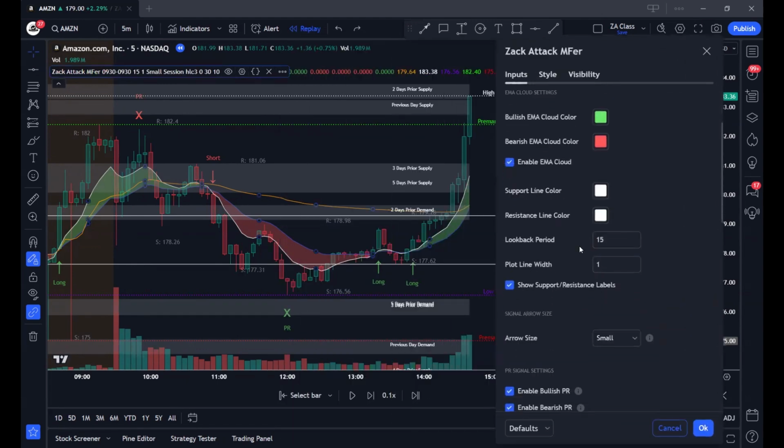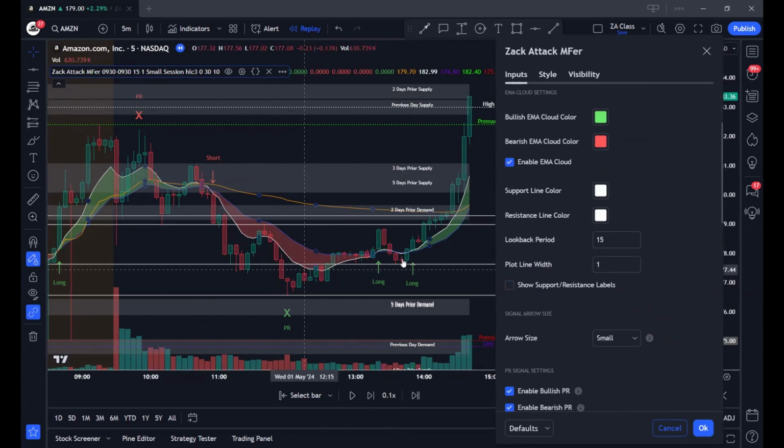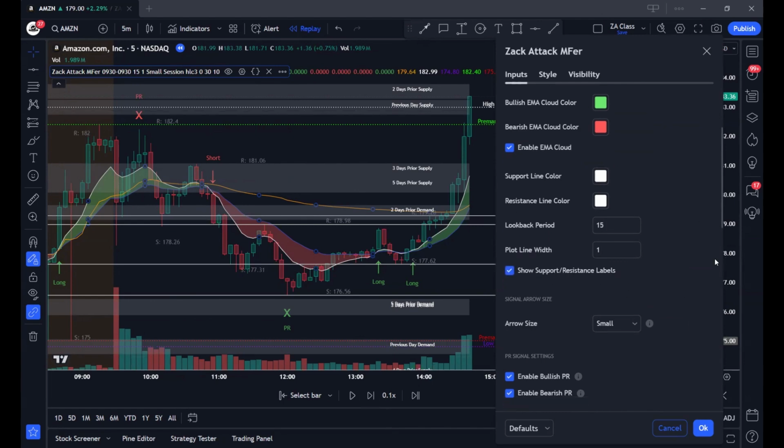And let me scroll down. If you want to get rid of those labels, it's pretty easy. If you just uncheck this show support and resistance labels, then you'll see those will disappear. So you don't have to worry about them. I'm going to go ahead and add them back here.